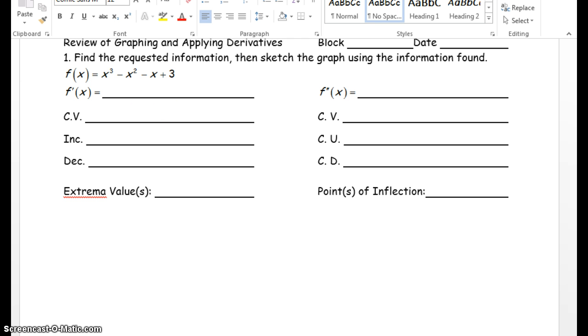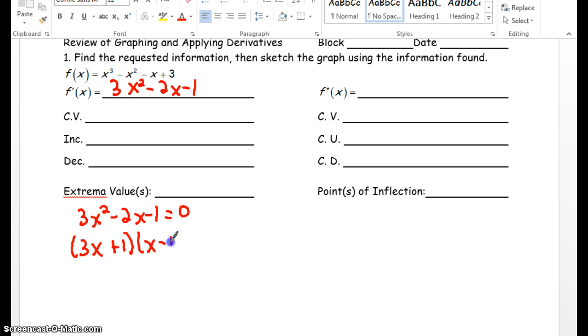So when I go through and solve this one, I'm going to take the derivative first. That's going to give me 3x squared minus 2x minus 1. You take that derivative, 3x squared minus 2x minus 1, and you set that equal to 0. We're doing that because we're trying to find our mins and maxes. This is going to factor into (3x plus 1)(x minus 1), and when you set those equal to 0, you're going to get x is equal to a negative 1/3 and a positive 1. So they are my critical values.